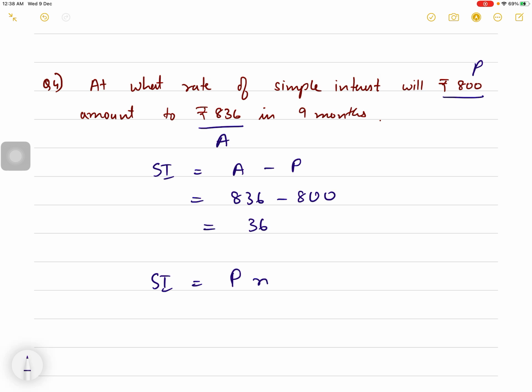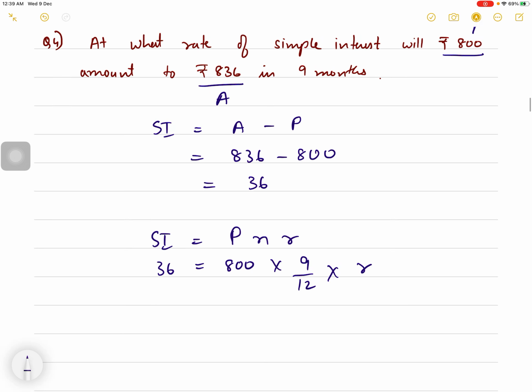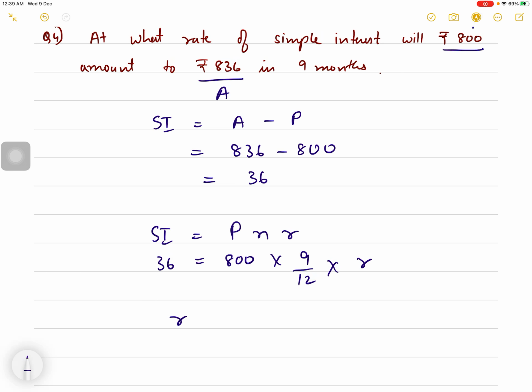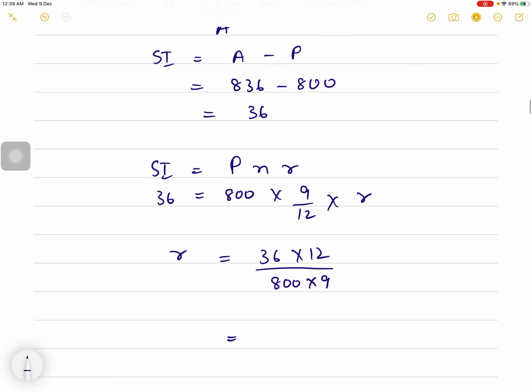So simple interest is equal to P into N into R. P is 800, simple interest is 36, N is 9 months, so 9 upon 12, and you are supposed to find R. So R is equal to 36 into 12 divided by 800 into 9.